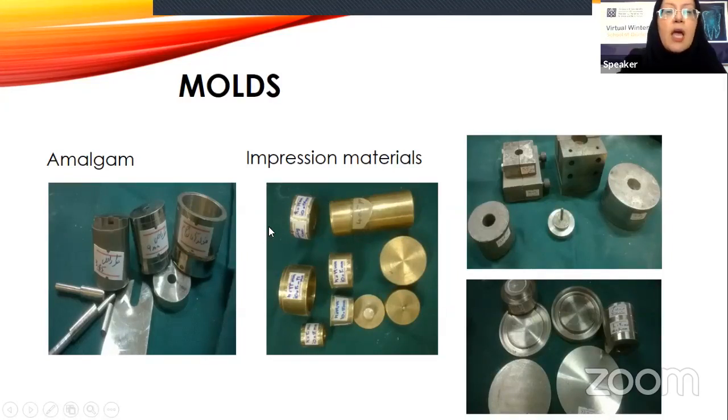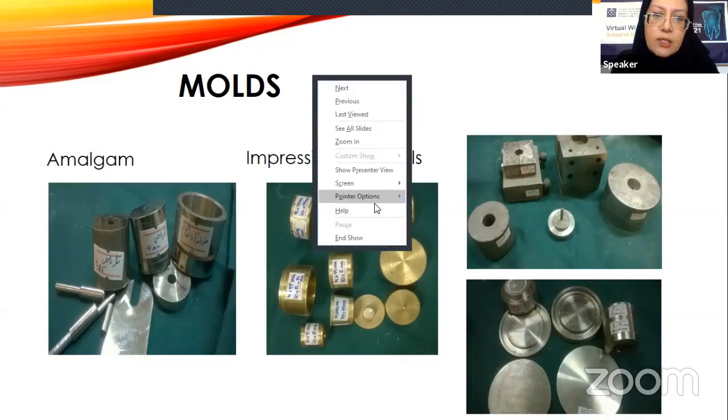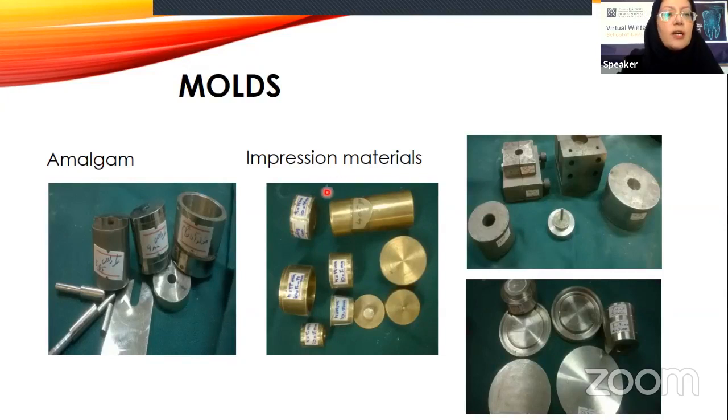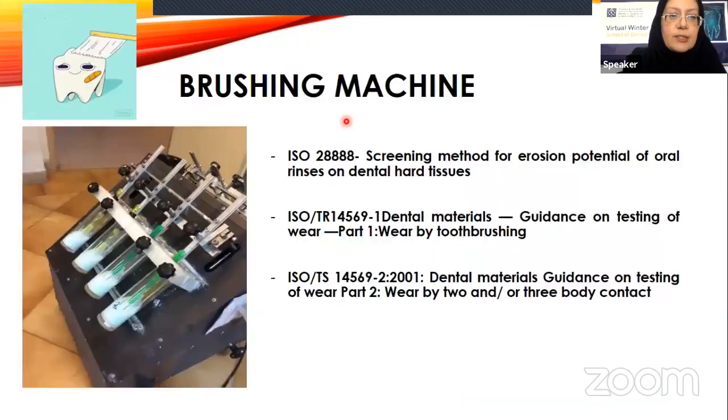You have to consider that for any test method, first you have to prepare the specimens. For preparation of specimens, you need different molds. Here it's the amalgam filling molds. We designed them according to ISO specification, and here the molds of impression materials, also designed according to ISO specification, and different molds. We have this ability to design different molds and prepare for different researches.